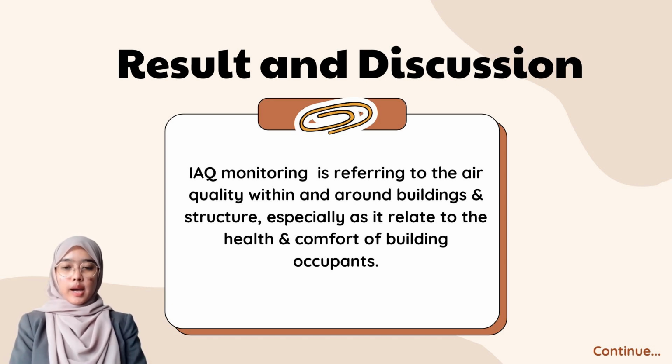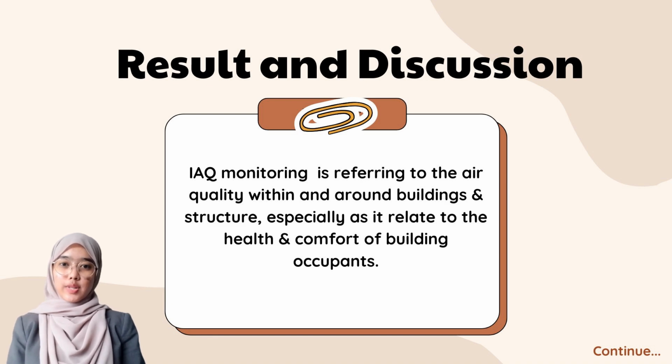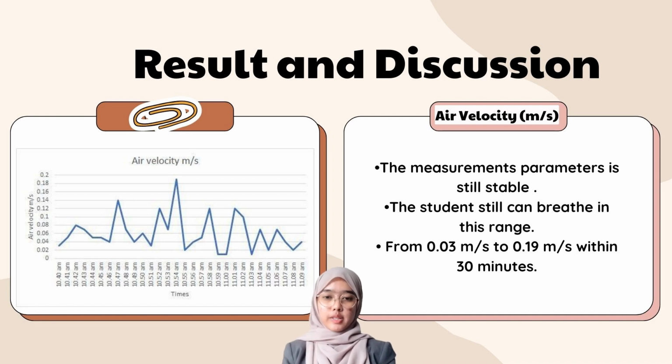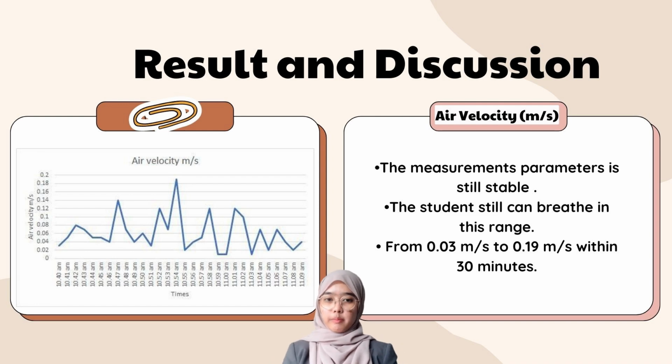So firstly, IAQ monitoring is referring to the air quality within around buildings and structure, especially as it relates to the health and comfort building occupants. So first result is about air velocity. As we can see, the measurement parameters is still stable, and the student still can breathe in this range. It starts from 0.03 meter per second to 0.19 meter per second within 30 minutes.